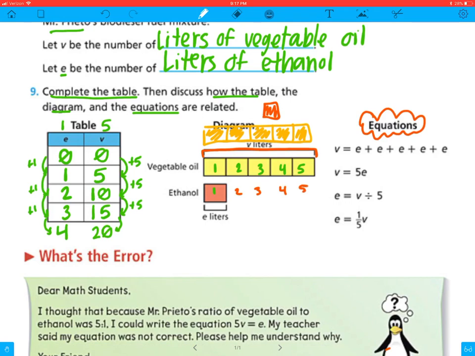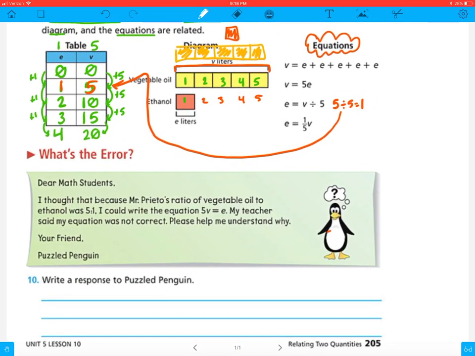I could also write equations where I can plug in a number from my table, from V, like on this one. If I plugged in 5 for V, 5 divided by 5 is 1. And that is the same thing in my table. That's what I end up for E. Now I'm attending to precision because I do not want to flip my variables, and I also do not want to flip my numbers. So here we go.